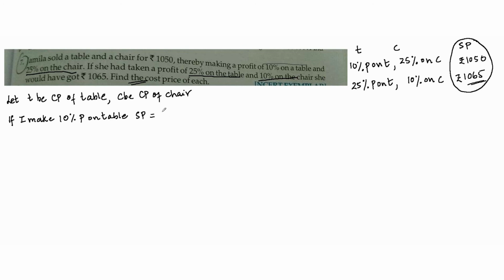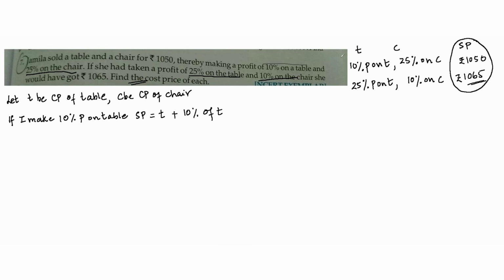So I am going to assign the variables for the cost price. So I will say let T be the cost price of the table and let C be the cost price of the chair. Now if I make 10% profit on the table, I know that the selling price will be the cost price plus the profit percent, that is 10% of the cost price, which is T, right?